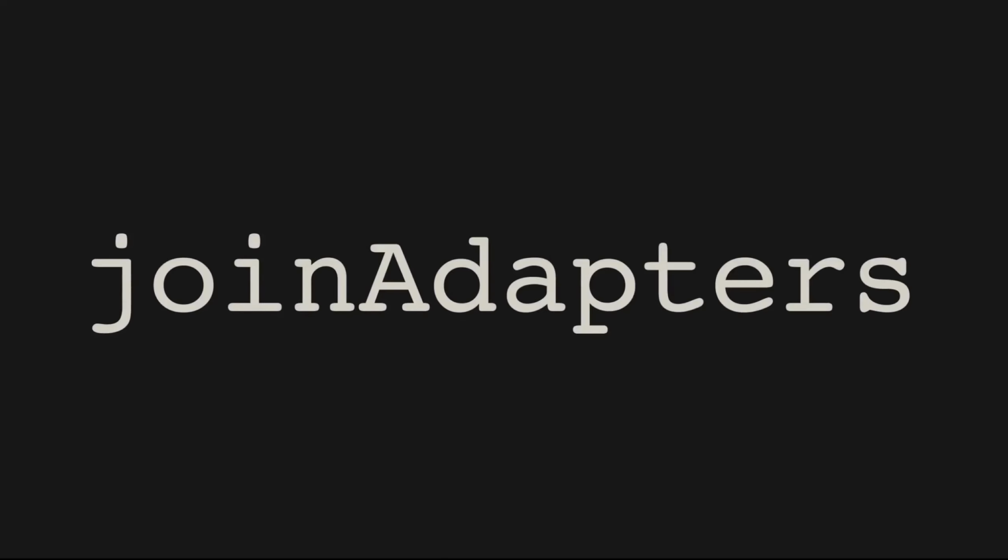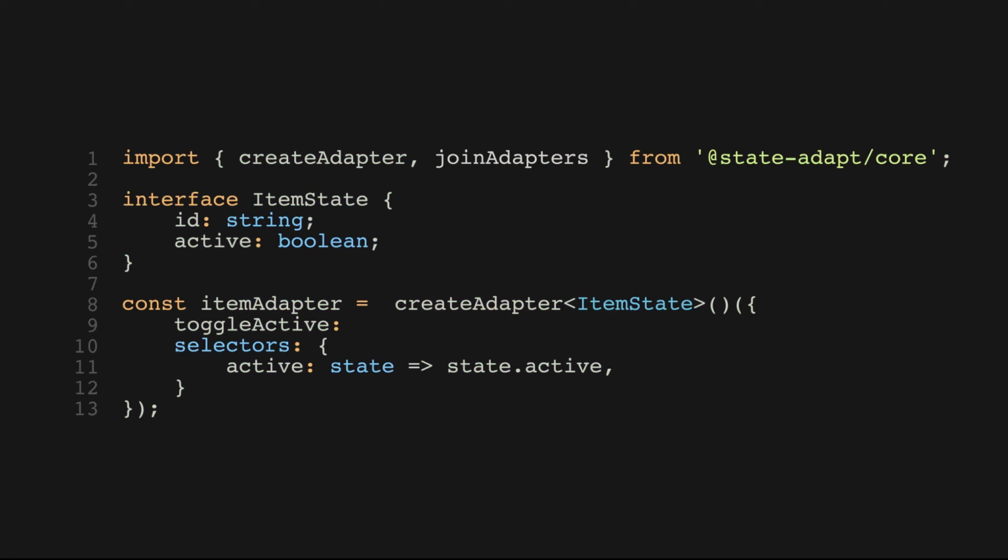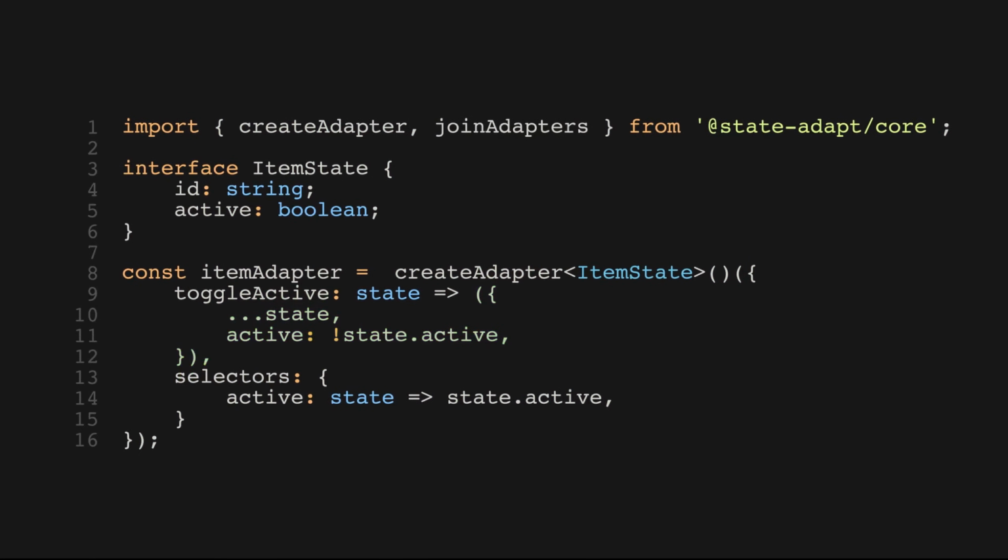Another benefit of adapters is joinAdapters. We've all written a toggle state change function for Booleans, but why? Isn't this a solved problem by now? Most of the work is actually the spread syntax to get to the property that needs to be toggled.